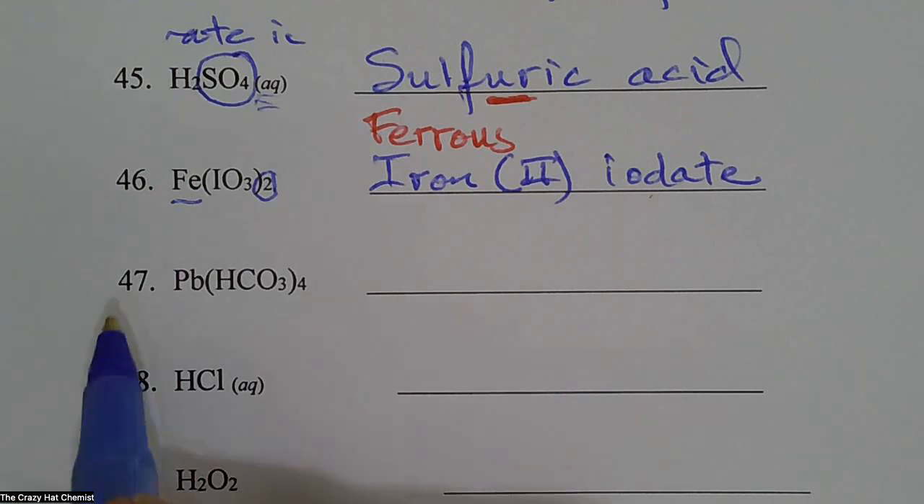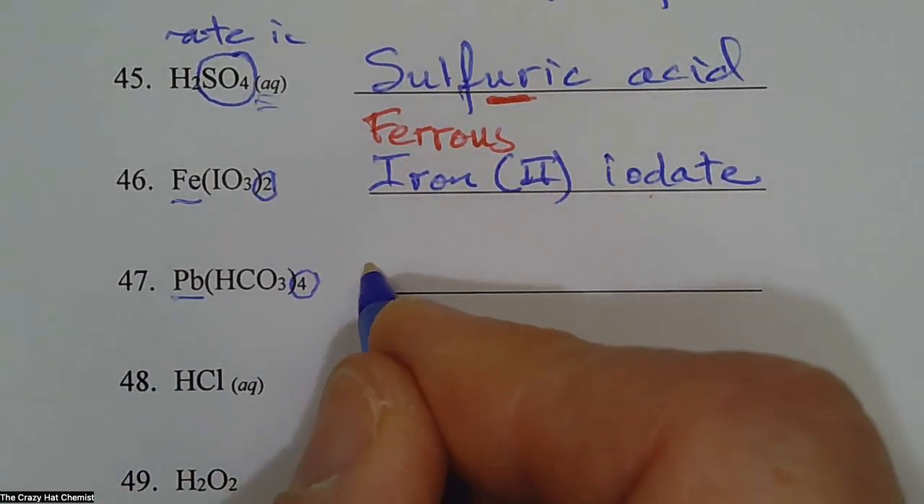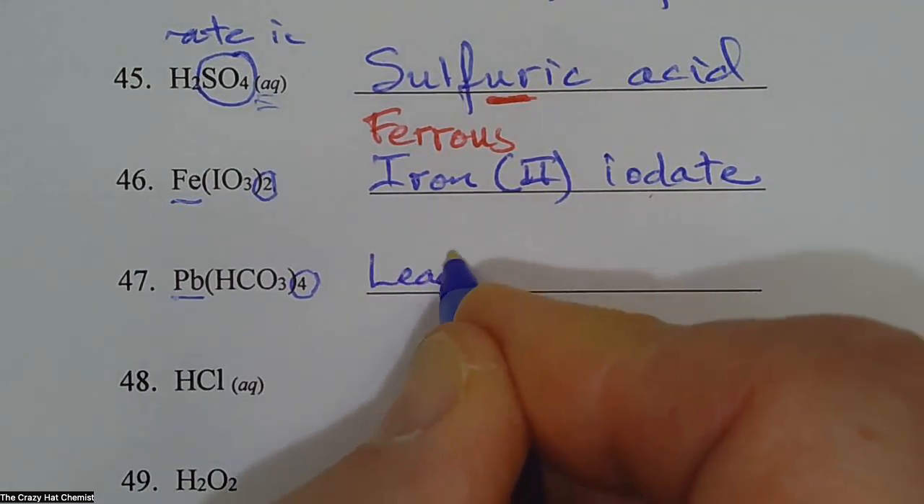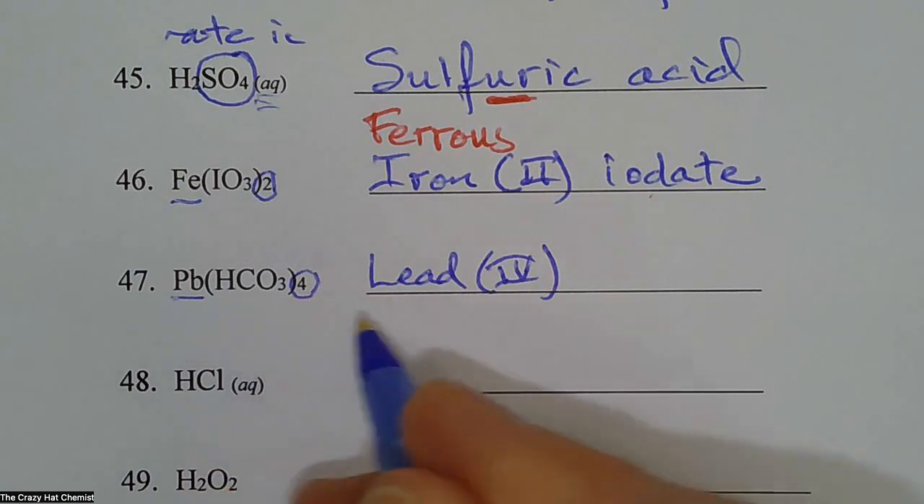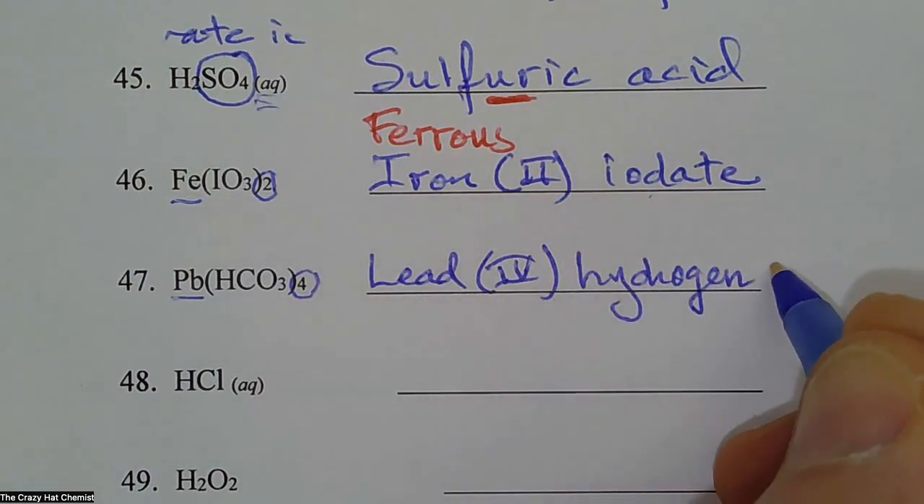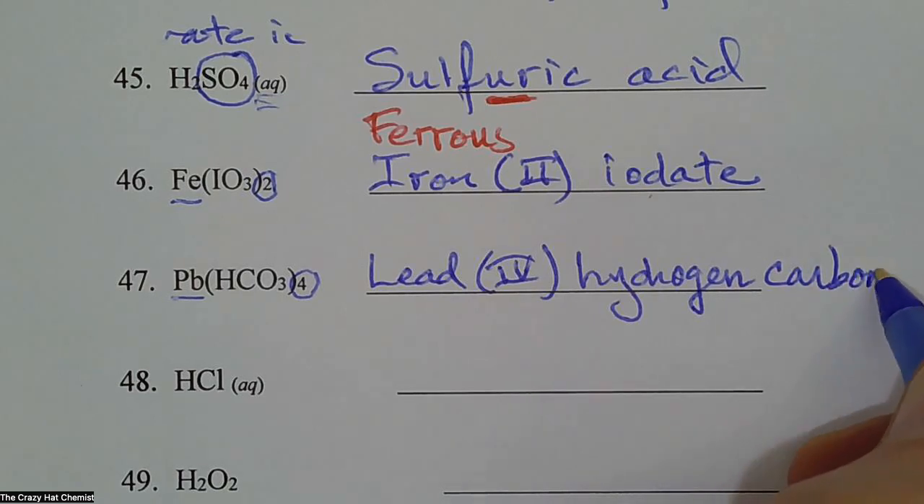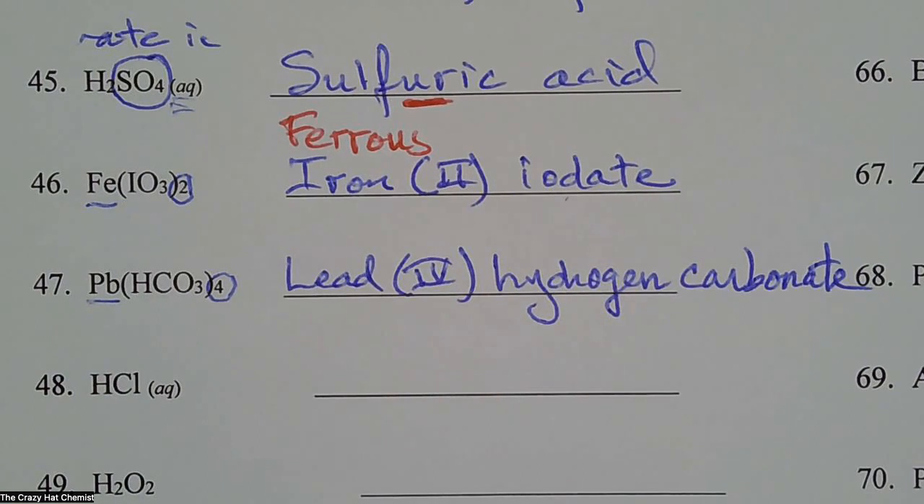Here we go. Next one is Pb. That's for lead. What's the charge? 4. So lead, Roman numeral 4, hydrogen carbonate. Running out of space there, so let's slide that over. So lead, Roman numeral 4, hydrogen carbonate.